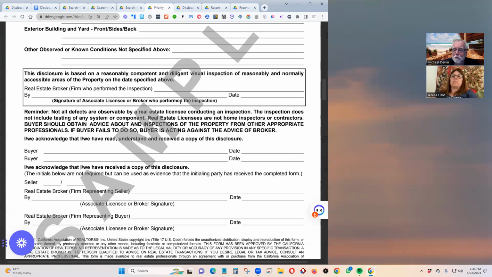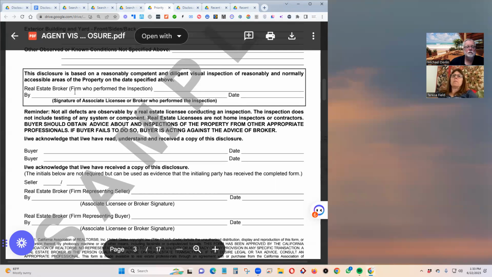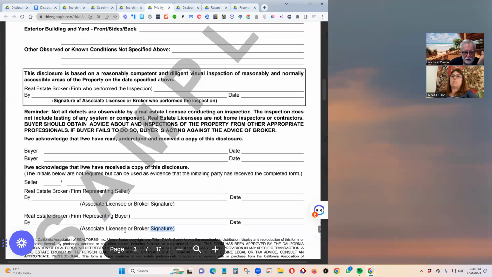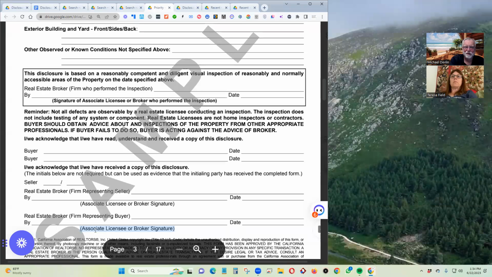For a small fee. But notice there's a box that says signature of associate up here, but then down here, so let's say I'm the buyer's agent. There's the box. And then down here, it says the firm representing the buyer, and then it says associate. Why are there two? Because it looks like that box in the middle is asking for a signature from one of the people that signed at the bottom.